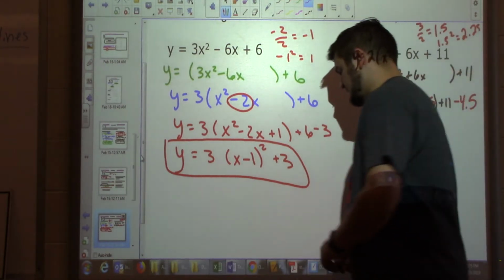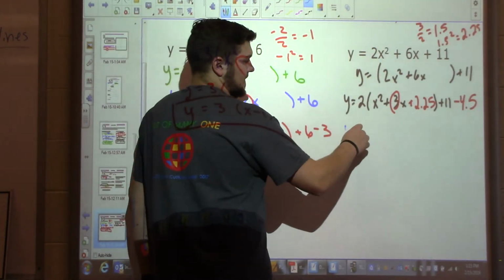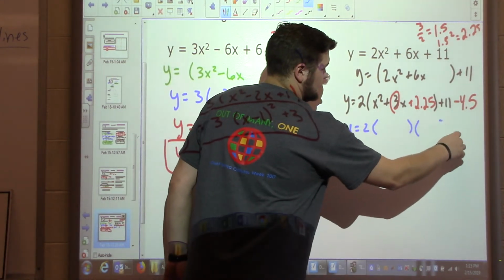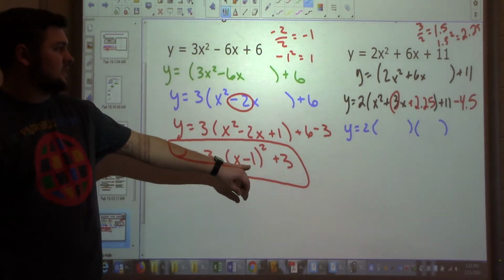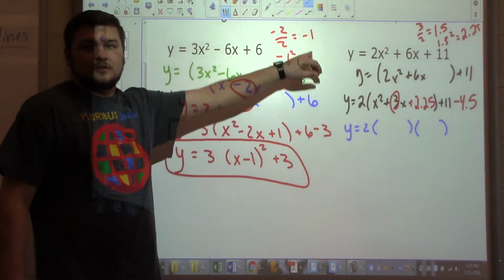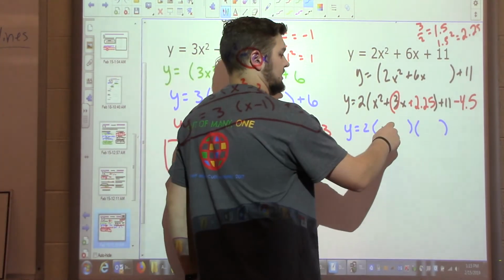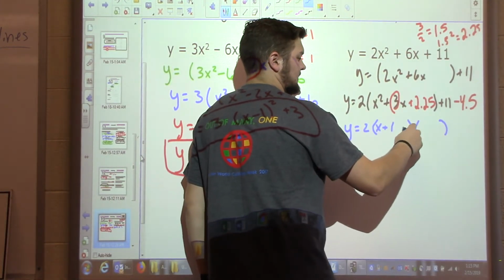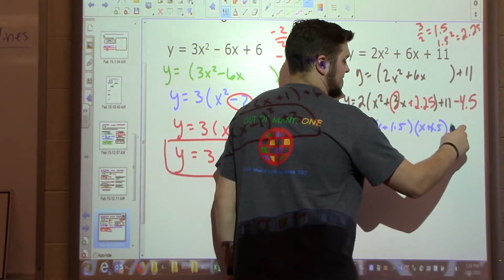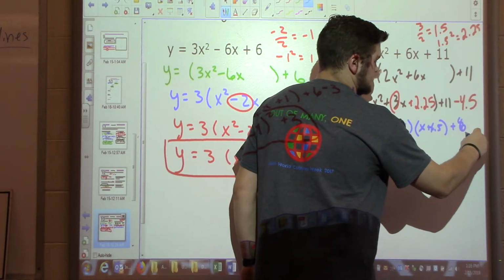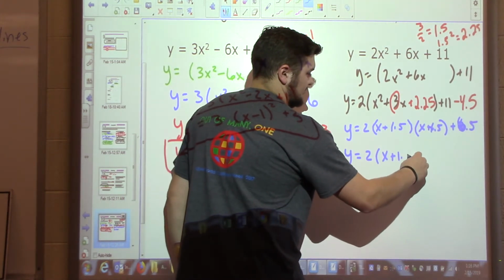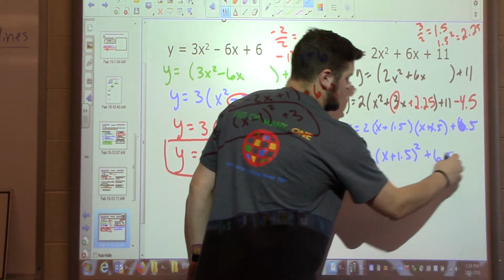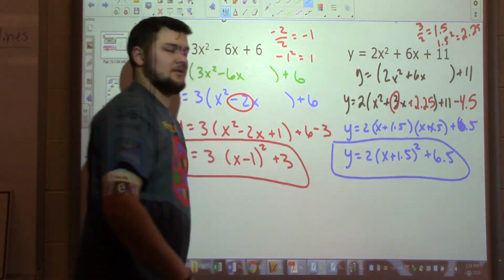Okay? So I need to factor this now. Y equals 2 times, what does it factor to? Remember that trick we learned yesterday? What's going to be inside here is always whatever we took and divided by 2. So what should be inside here? X plus 1.5. X plus 1.5 plus 6.5. So you have y equals 2 times x plus 1.5 squared plus 6.5. Wow, you guys did decimals. Good job.